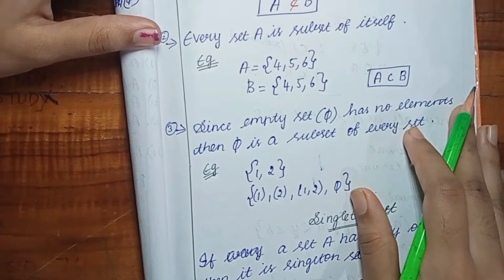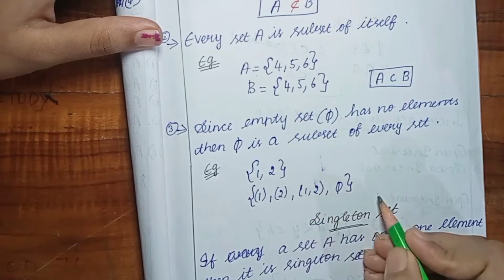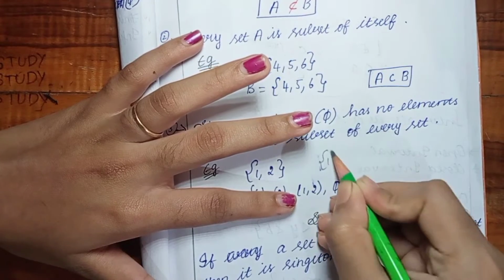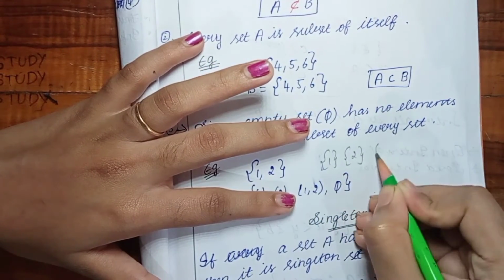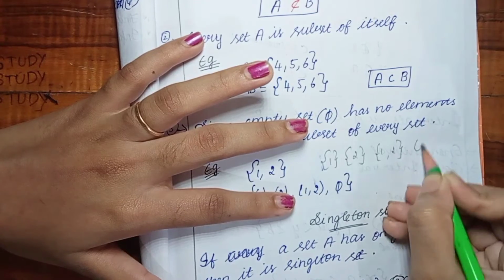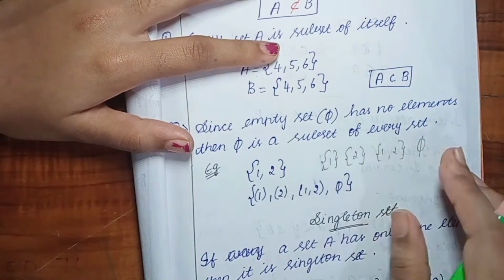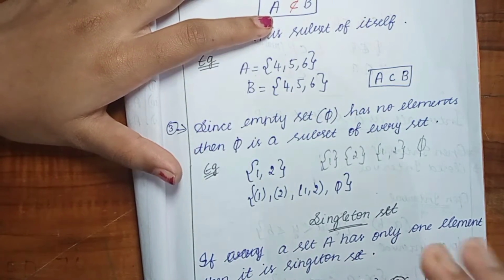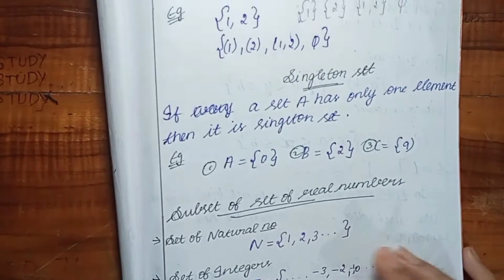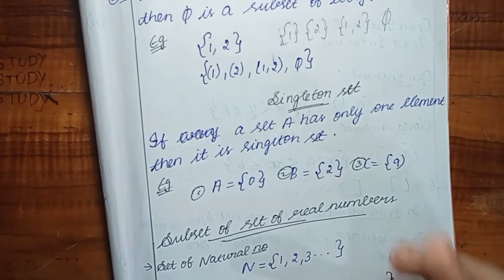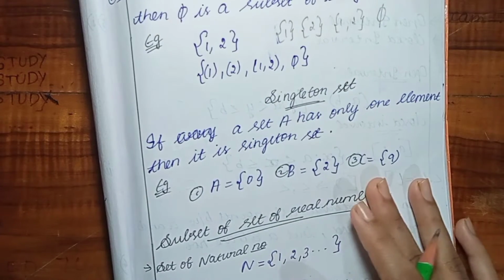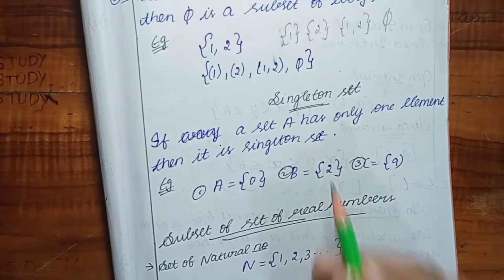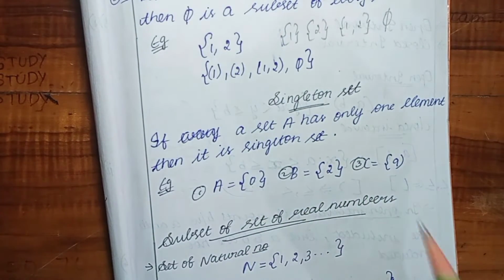If you are writing the subsets, you will always mention the empty set also. So if you want to write the subsets of 1, 2, you will write 1, 2, then 1, then 2, and also you will write the empty set. This is what we call subsets, with the empty set included. Next we have singleton set. If a set A has only one element, then it is called a singleton set. For example, the first example here has only one element, so it is a singleton set.